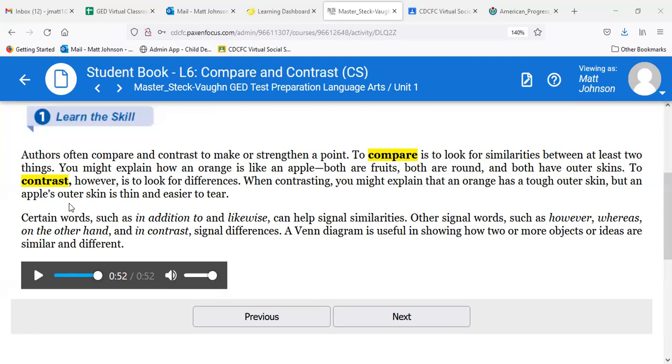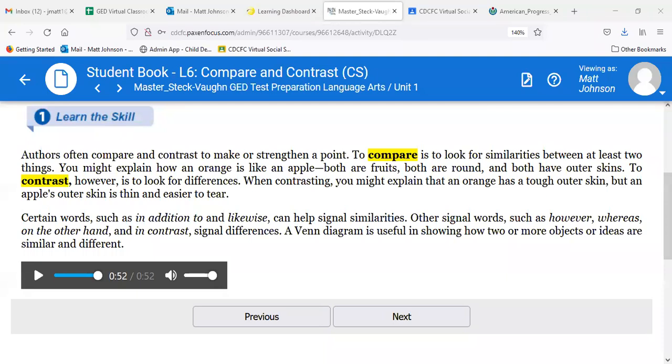They may have similar nutritional information, like certain vitamins that they both share. And then in contrast, one is citrus and has a much thicker skin. One has a thinner skin. They taste different. One might be sweeter. One's a little more sour. Whatever. Those are basically how you compare and contrast things.